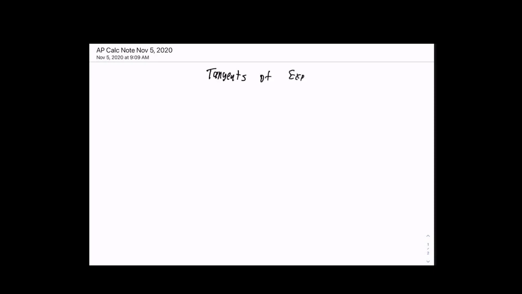Of exponential and logarithmic functions. I just want to be able to go through the process and show you at least another example, especially maybe one that's a little bit trickier, how we do it and so forth.